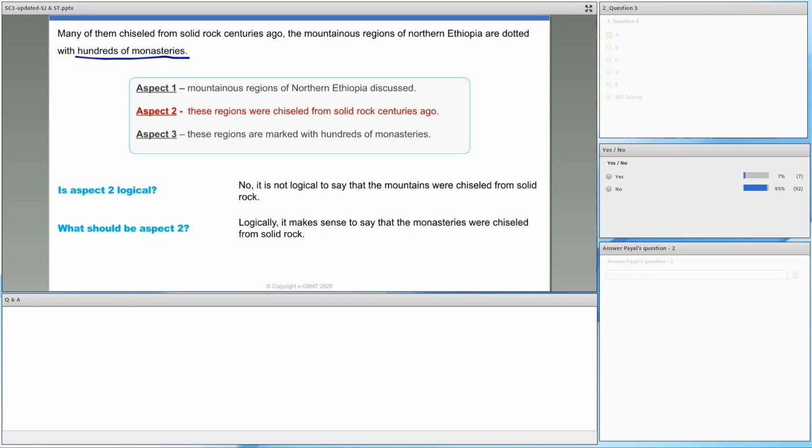Now, if we put 2 plus 2 together, we can certainly say that, yes, it makes sense to say that these small little monasteries were carved out from the solid rock, and that's what we see in these mountainous regions. Okay, so what did we do here?